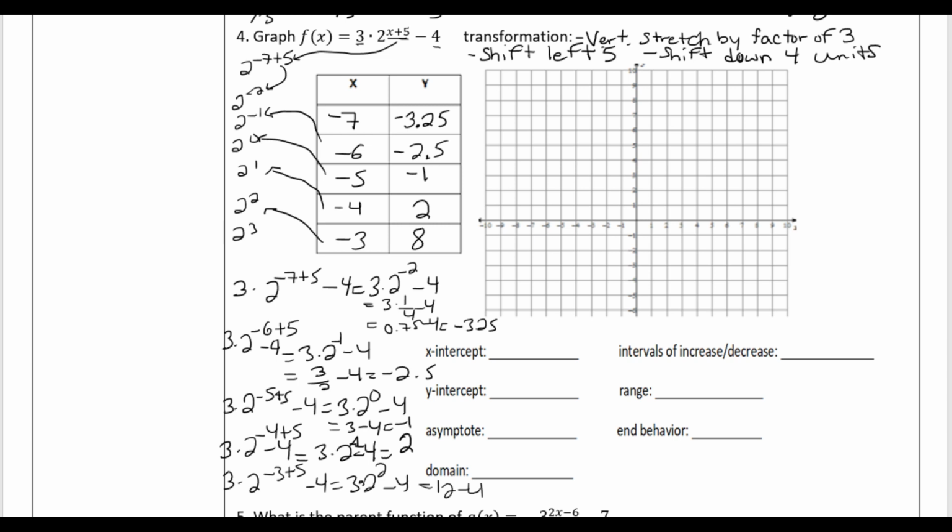All right, so we got negative 7 and negative 3.25. Negative 6, negative 2.5. Negative 5, negative 1. Negative 4 and 2. Negative 3 and 8.